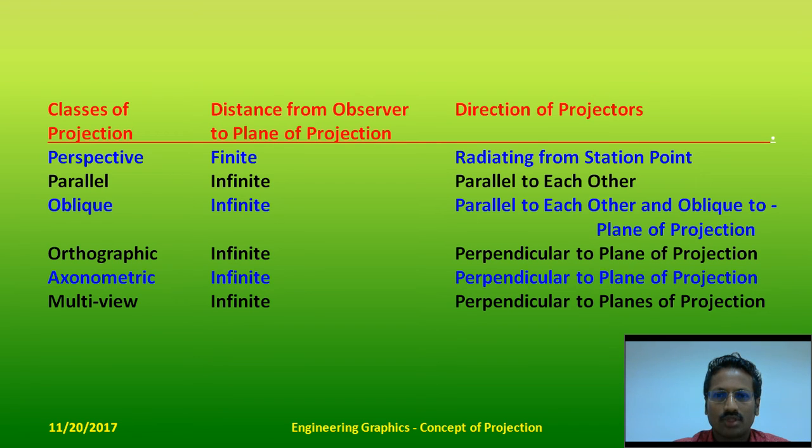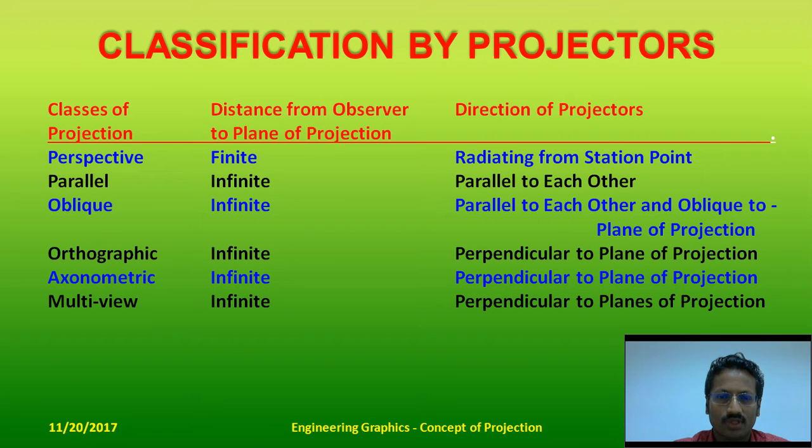When you talk about the direction of the projectors, it's going to be radiating from the station point for perspective, and it's going to be parallel to each other in parallel projection, and it's going to be inclined to the plane of projection in case of oblique projection, and it's going to be perpendicular to the plane of projection in orthographic, axonometric, and multi-view projections. So now we have seen the classification of the projectors.